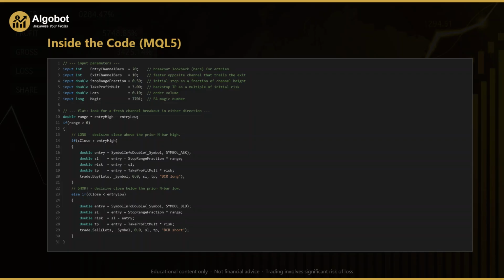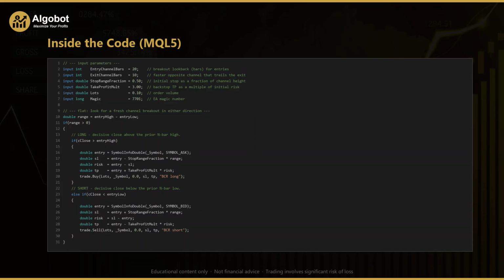Now the signal logic. The variable C-close holds the closing price of the just closed bar. The code first computes range, the height of the entry channel, as entry high minus entry low, and only proceeds if that range is positive. The first condition checks whether C-close is greater than entry high, meaning the close has pushed above the top of the channel. If so, it reads the current ask price as the entry, sets the stop-loss one stop range fraction of the channel below it, measures the risk as entry minus stop, and places the take profit that same risk multiplied by 3 above entry, before sending a buy order.